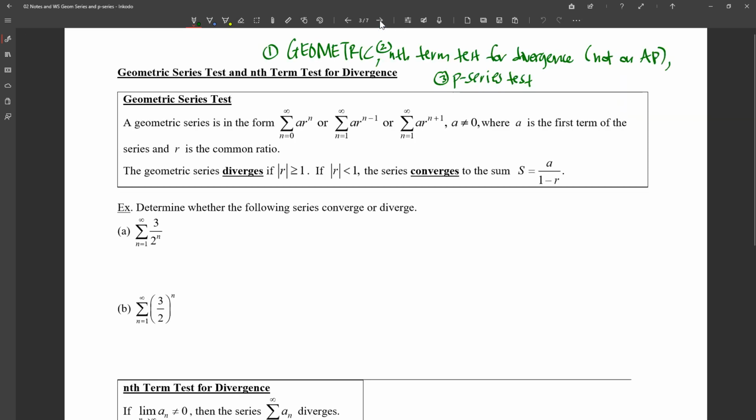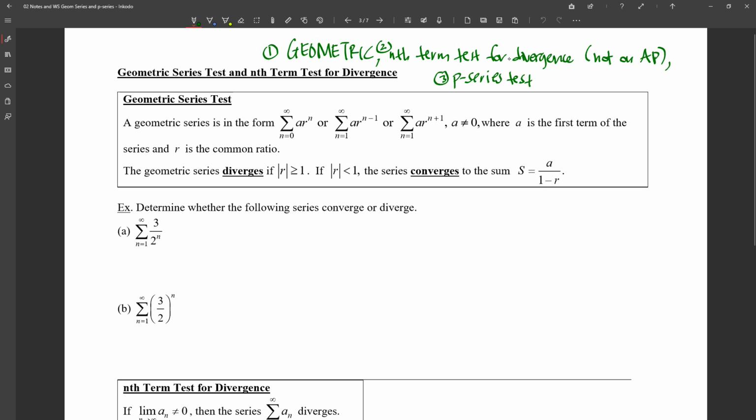All right, so in summary, what that means for the geometric test is this: if you know that it is a geometric series. Now, how do I know it's a geometric series? I can memorize these formulas, where if it's in this format, this is what a geometric series looks like: ar^n, or ar^(n-1), or ar^(n+1). And this can be a little deceiving because it doesn't look exactly like this.